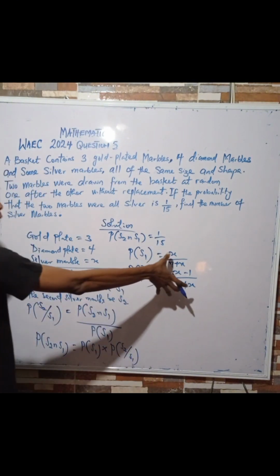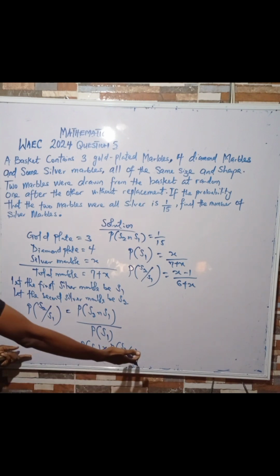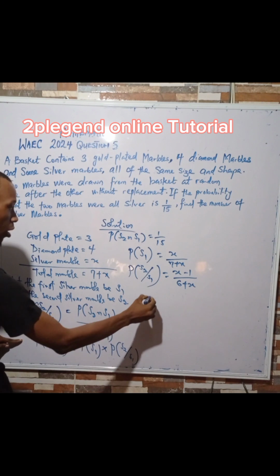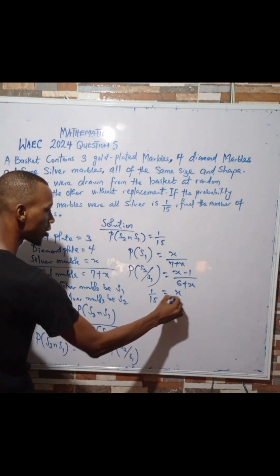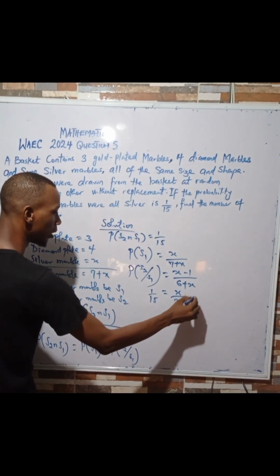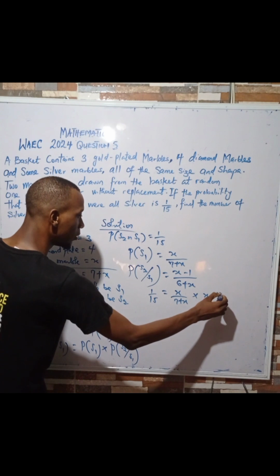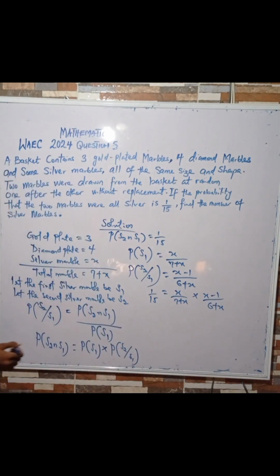So now if we put this into the formula as we have written it out, this becomes 1/15 is equal to x over 7 plus x times x minus 1 over 6 plus x. So this is what we are going to have as the equation.